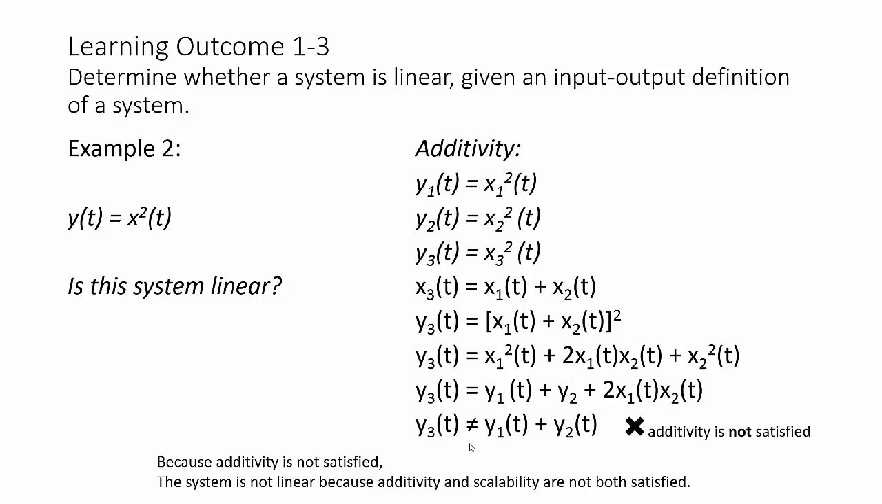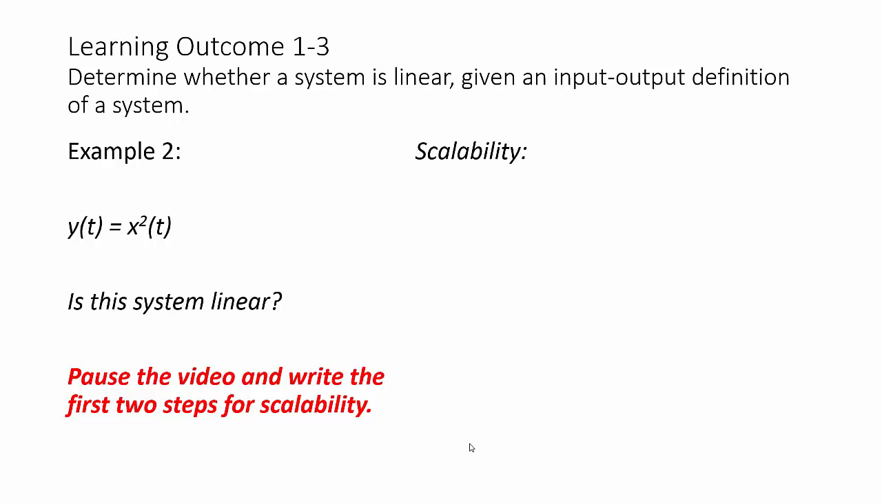I'm going to go on and show scalability also, so you know how a negative case of scalability looks. Sometimes additivity will be satisfied, but scalability will not. So I want you to see the other example as well. For scalability, please pause the video and write the first two steps for scalability. These again will be very similar to the first two steps in example 1 for scalability. Look at your notes or rewind the video.